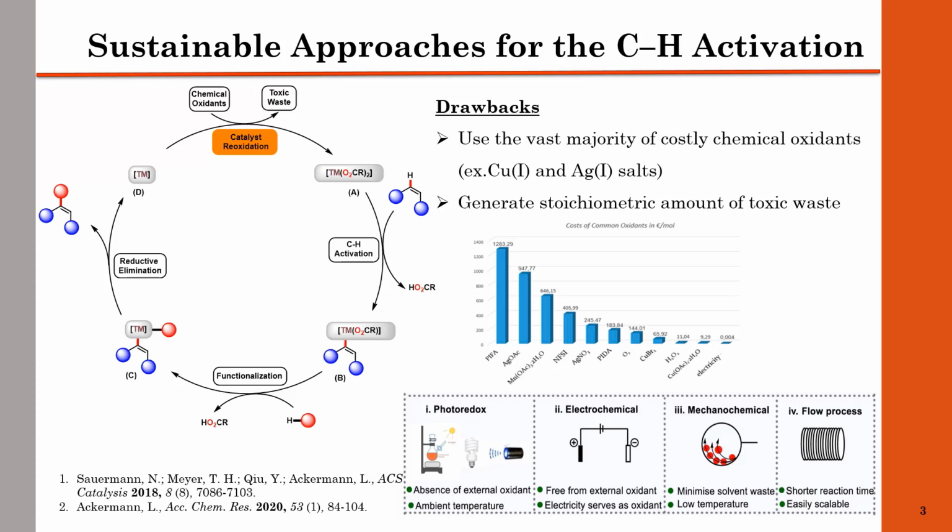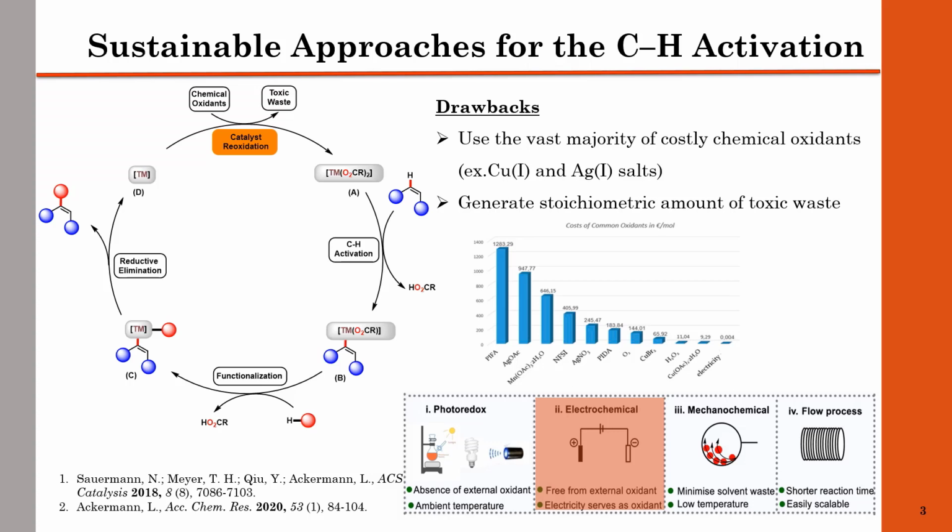When we talk about a sustainable approach for C-H activation, we have to minimize this toxic waste generation. That is where electrochemistry comes into my topic. Using electrochemistry, we can do sustainable C-H activation. We don't need to use any chemical oxidant to access the C-H bond. Other methods have been demonstrated, but in this presentation I am talking only about the electrochemical approach for C-H activation.